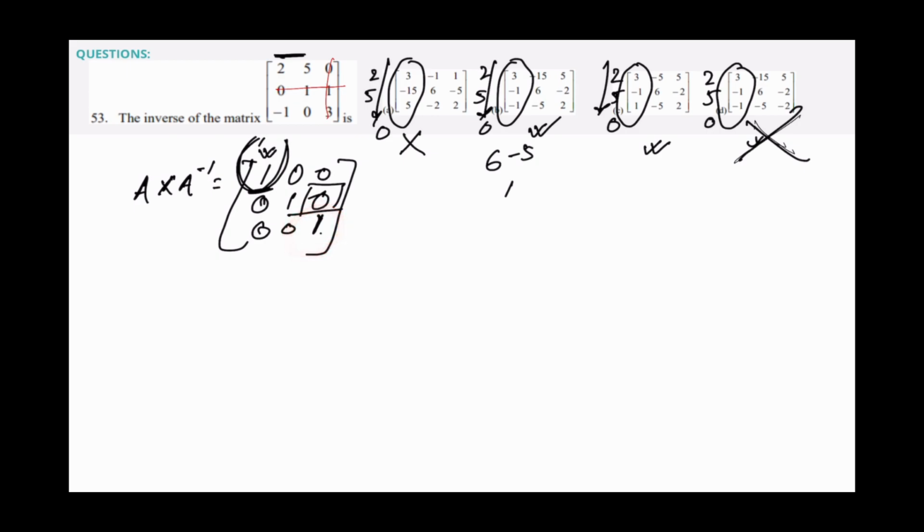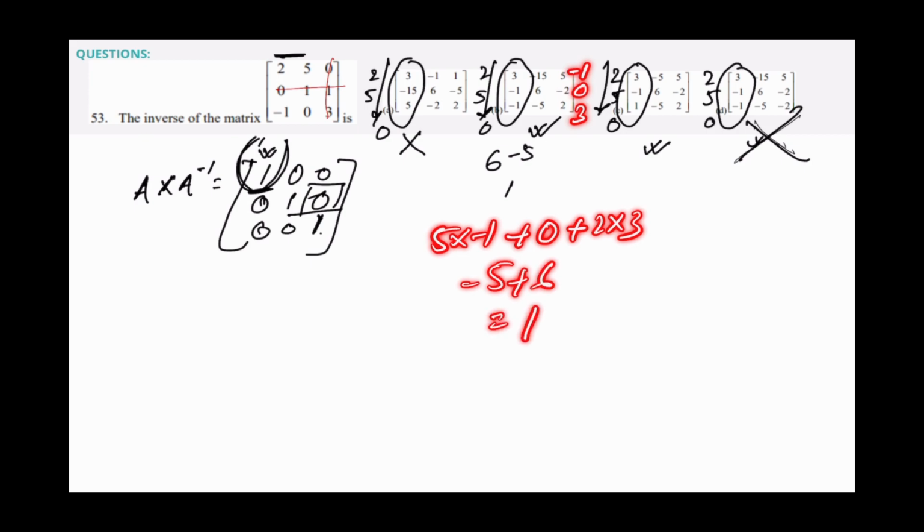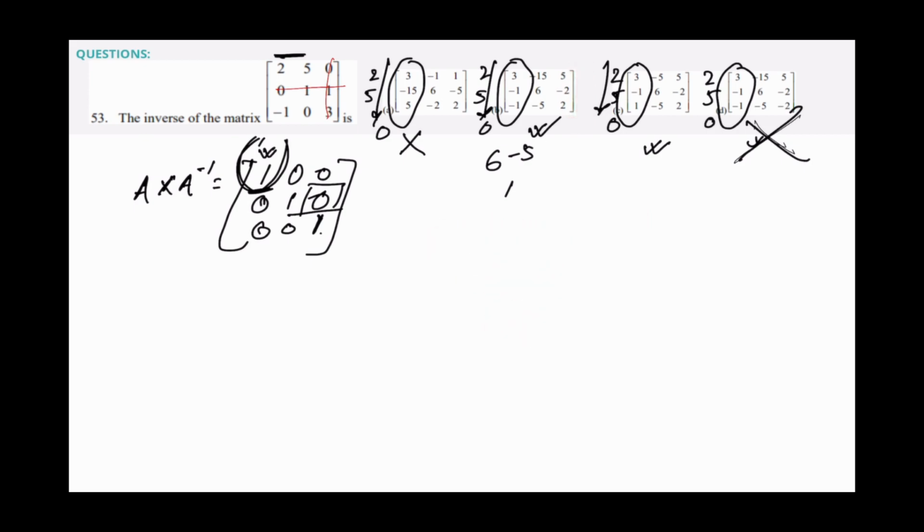So we'll try to check for 1 here. Who is making it? For that, we'll take this row and the last column: minus 1, 0, and 3. If you see, 5 into minus 1 plus 0 plus 2 into 3, so minus 5 plus 6, it is making 1. And here too, minus 1, 0, and 3: 5 into minus 1 plus 0 plus 2 into 3. Both are making minus 5 plus 6, so 1. So we have to check for some other value.